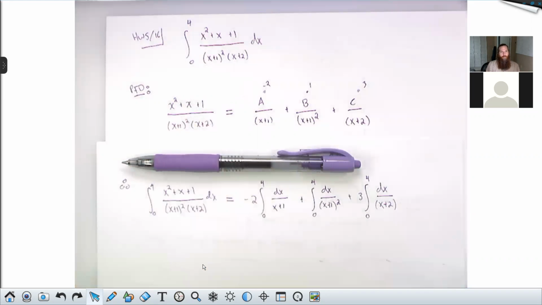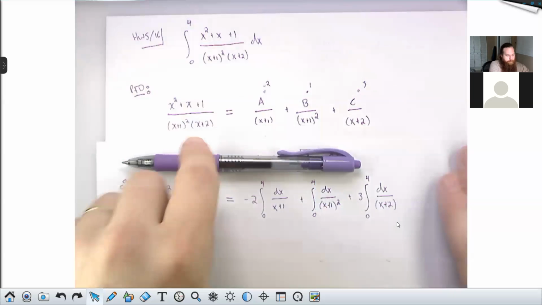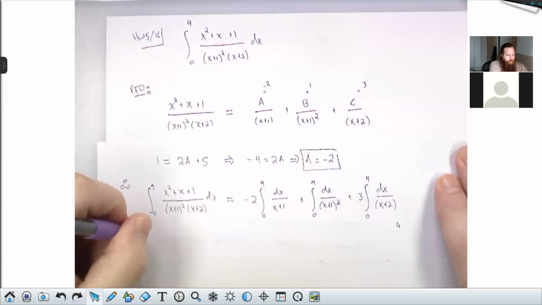Everybody see how this is working? All right, and from here it's trivial again. Each of these guys requires a little u sub. This would be like z equals x plus 1, w equals x plus 1, v equals x plus 2. The 3 substitutions here.